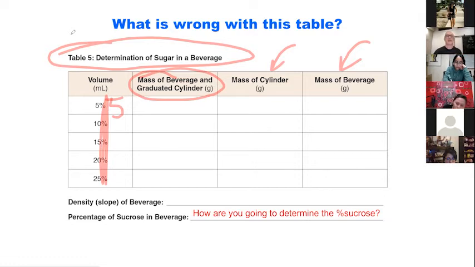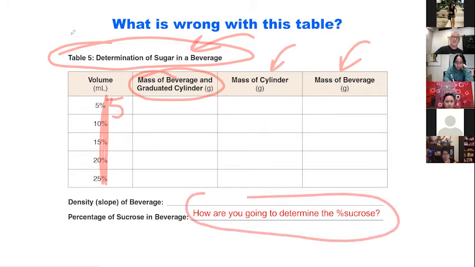That's a mistake. And I think why it's there is because we're going to be using the percent sucrose values to determine what our sugar concentration is. So I think whoever wrote this sort of got ahead of themselves a little bit. So we've already gone over how you're going to determine the percent sucrose. You're going to do that by plotting the percent sucrose versus density.